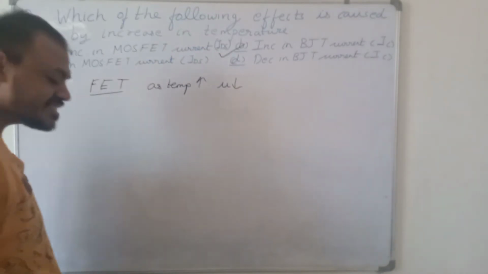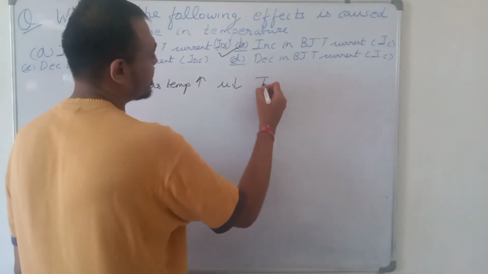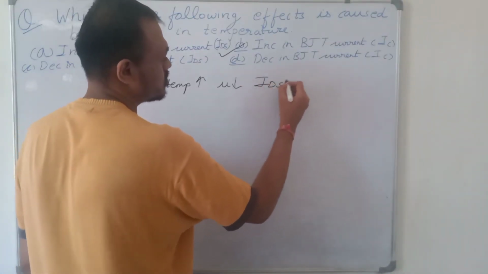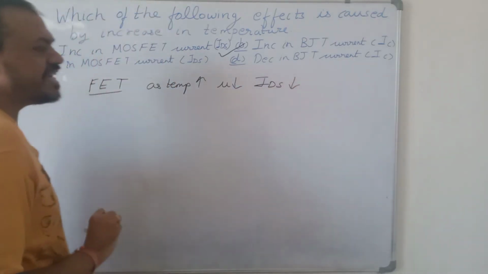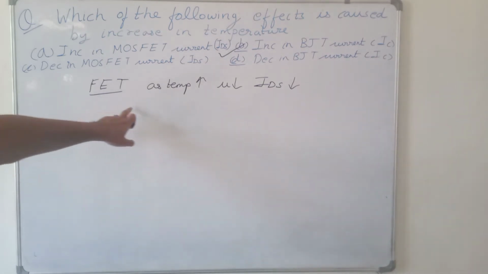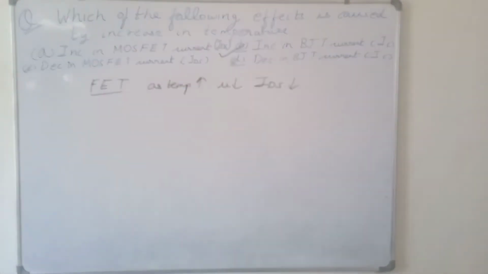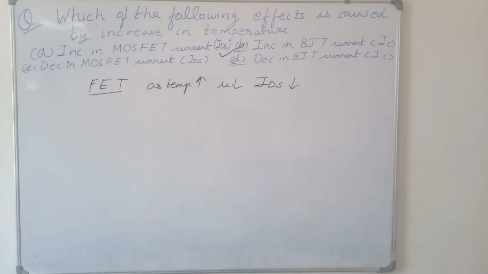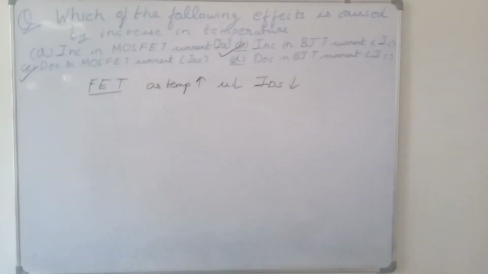So this obviously means that the drain current will reduce, because the drain current is proportional to mobility, and in FET as the temperature increases the mobility reduces. So IDS, the drain current, reduces. So in FET as the temperature increases, there is a decrease in MOSFET current.